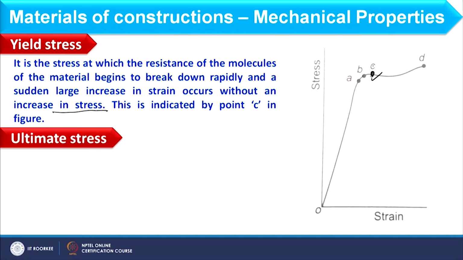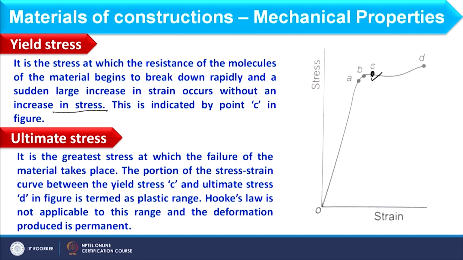And after that we have ultimate stress. Ultimate stress is basically the greatest stress at which failure of the material takes place. Okay. So, if you consider this point D, that we denote as ultimate stress, and from C to D we consider the region as plastic region.